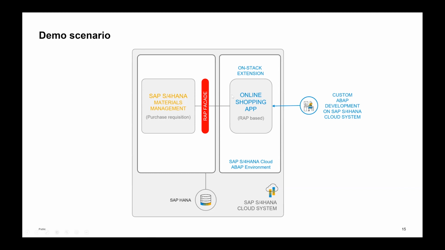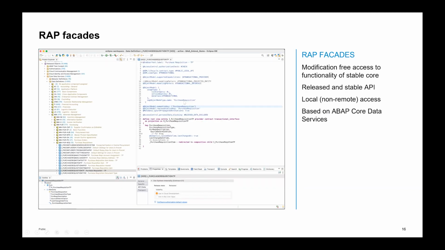And how does it work? We create a new laptop and we write our custom code to enhance our online shop application so that this purchase requisition will be triggered. And we do all this in the same stack using ADT. And these are the wrap facades. They provide modification-free access. They are released and stable APIs, and they are for local access on the same stack. And they are based on ABAP CDS.